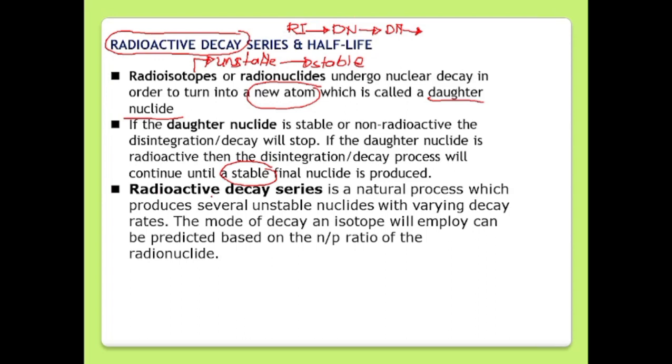So, ayan, radioactive decay series is a natural process which produces several unstable nuclides with varying decay rates. The mode of decay an isotope will employ can be predicted based on the NP ratio of the radionuclide. So, we have discussed this already. Madedetermine daw natin kung anong type or anong mode of decay. Is it alpha? Is it beta? Is it positron? Using the neutron-proton ratio.